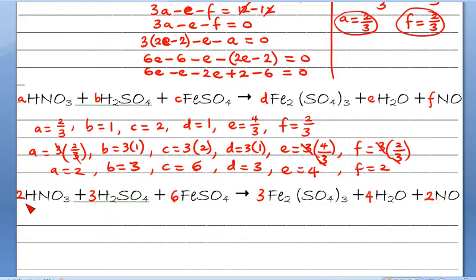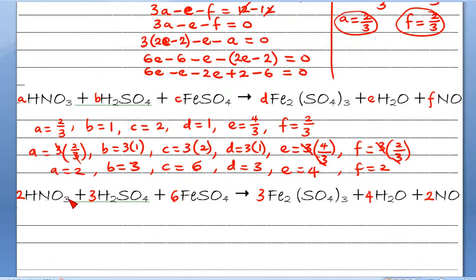For hydrogen, we have 2 here. 2 times 3 making 6. 2 plus 6, that's 8 hydrogen atoms. Let's see here. 4 times 2, 8. It's balanced for hydrogen. Let's go to nitrogen now. This is 2 nitrogen atoms. Let's see on the product side. 2 nitrogen atoms also. So balanced for nitrogen.